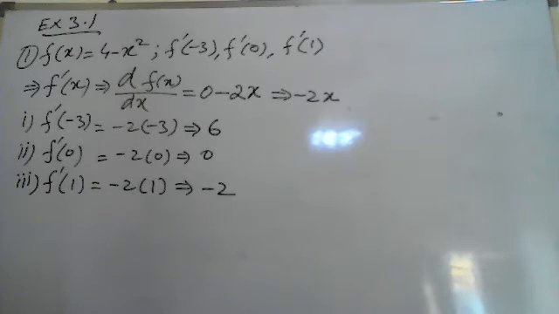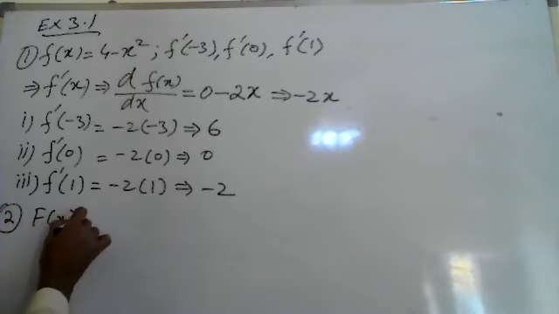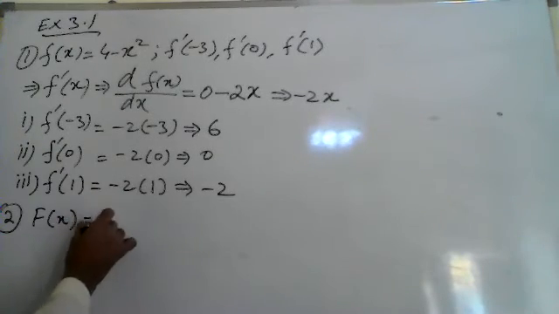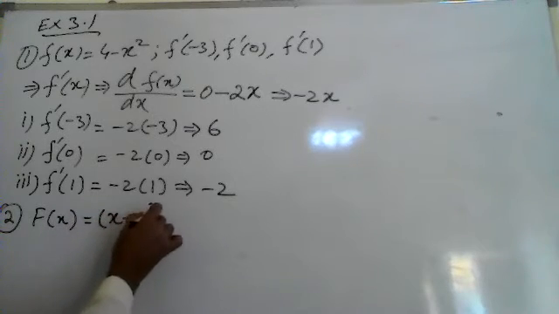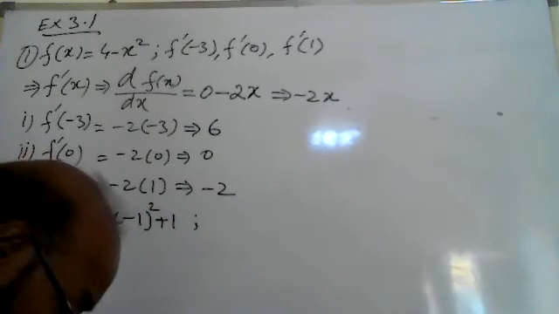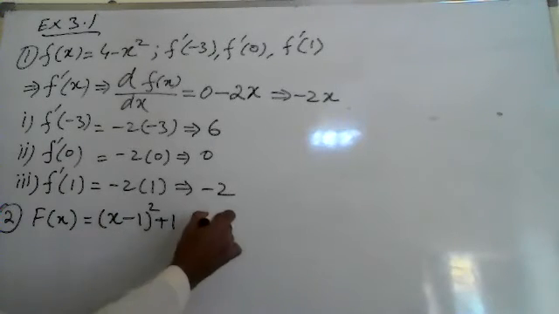Question number 2. f of x is equal to x minus 1 whole square plus 1. And we will find f dash minus 1, f dash 0, f dash 2.